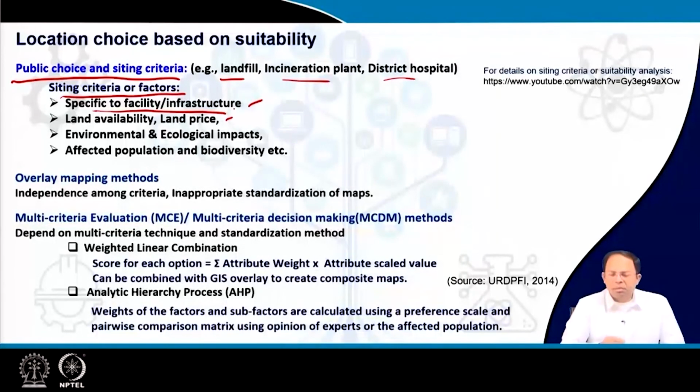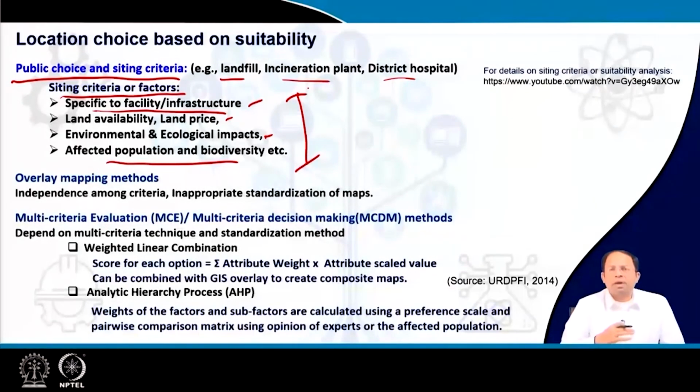Then there is land availability and land price. It's not only about whether this area is suitable, but if land is available there, what is the price of land, and if it is affordable or not. Environmental and ecological impacts: if I do it over there, what kind of environmental effects will it have? And what is the affected population and the biodiversity, how it is affected, that also needs to be evaluated. So these are the different criteria which we can consider when we decide on where to locate a particular plant.